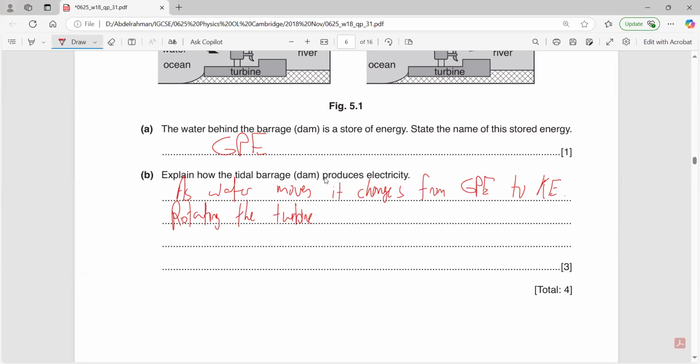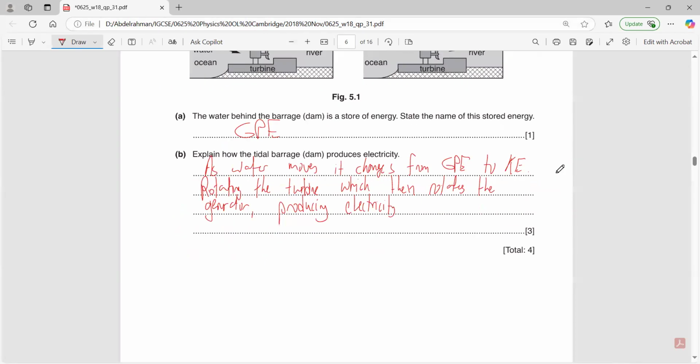So, rotating the turbine, which then rotates the generator, producing electricity, or electrical energy. Okay, 3 marks.